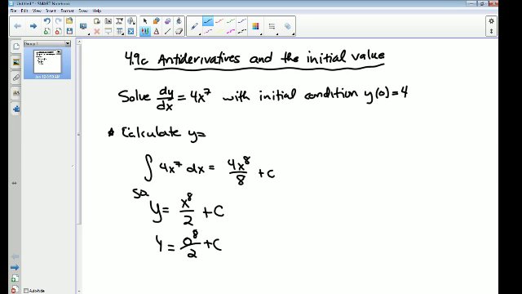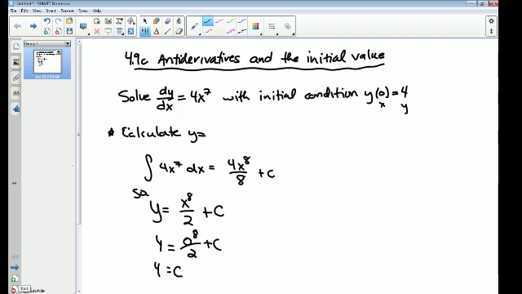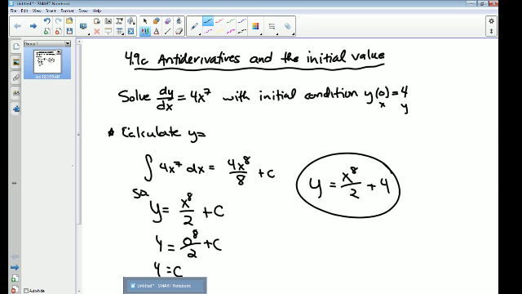You have an x and a y here, right? Plug 0 in, plug 4 in, solve for the constant. So 4 equals our constant. Basically this initial condition is telling us where to place our function on the axes, the graph of it. So officially, y equals x to the 8th over 2 plus 4.